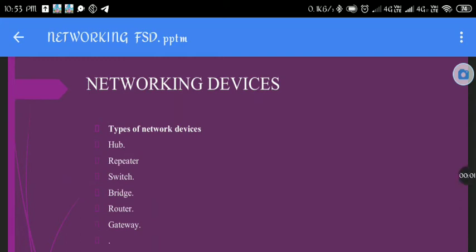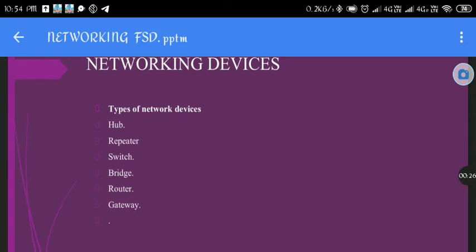Networking devices. There are 6 types of networking devices we have to discuss in this section: hub, repeater, switch, bridge, router and gateway. In the OSI model there are 7 layers. In each layer, specified network devices are used. Like we have to discuss below.